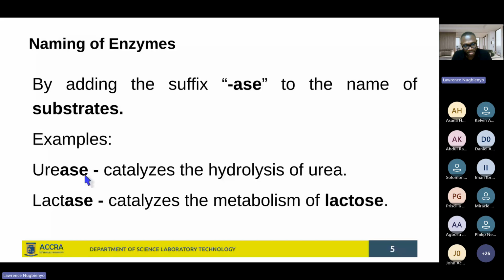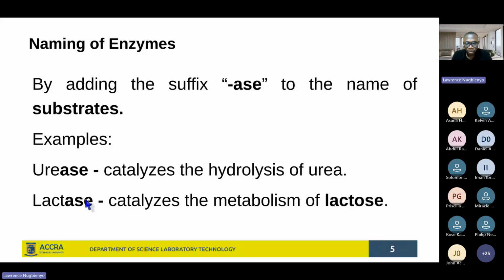So the suffix is there, ase. But this is acting on urea. The substrate is urea. So what the enzyme does is it catalyzes the breakdown of urea, hydrolysis of urea. That's what urease does.